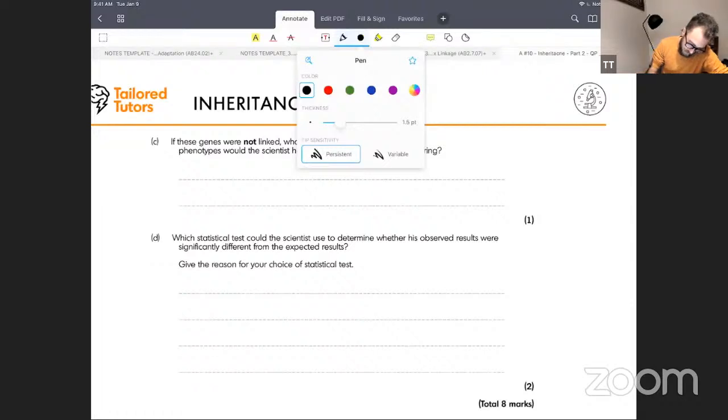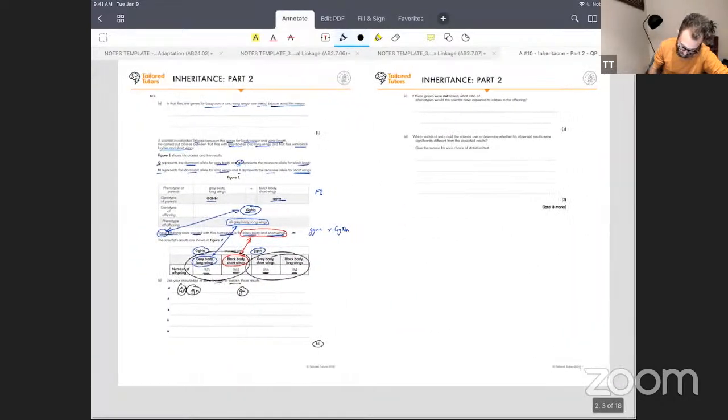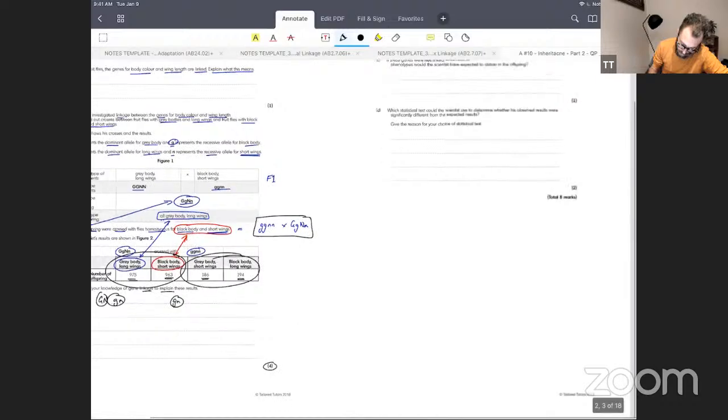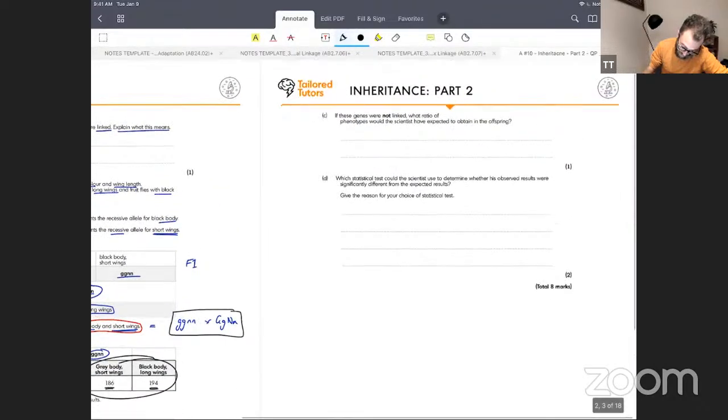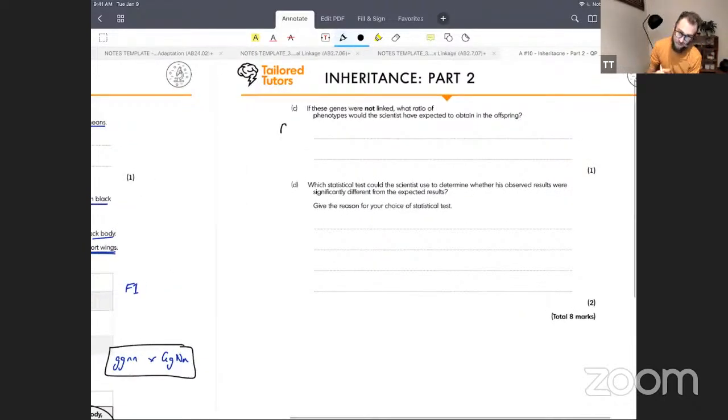Okay. If the genes were not linked, what ratio of phenotypes? Okay, so let's just go back to what we had here, because I distracted you quite a lot. These were our parents. Okay. The question is, if I'm going to rephrase this question to make it easier for you, if they were not linked, what would you expect?